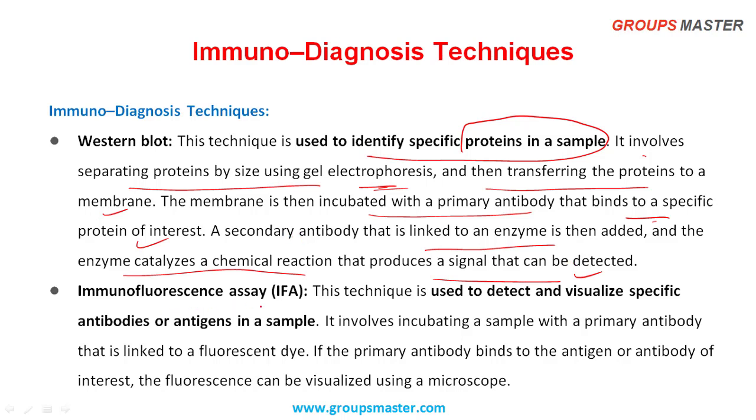Next, immunofluorescence assay. This technique is used to detect and visualize specific antibodies or antigens in a sample. It involves incubating a sample with a primary antibody that is linked to a fluorescent dye. If the primary antibody binds to the antigen or antibody of interest, the fluorescence can be visualized using a microscope.